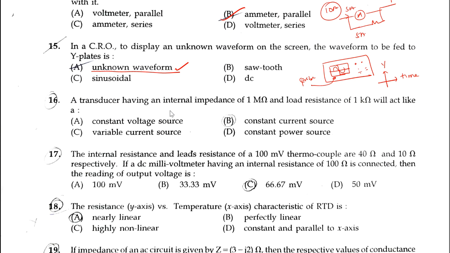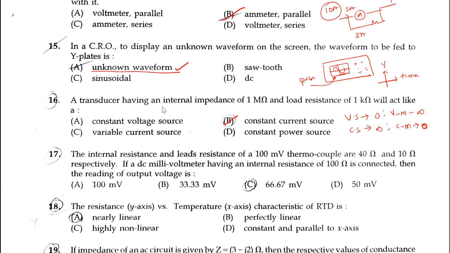Next one. A transducer having an internal impedance of 1 mega ohm and a load resistance of 1 kilo ohm will act like a. So the answer for this question will be a constant current source. Remember, friends, one important point. For a voltage source, the series impedance will be 0. For a voltmeter, the series impedance will be infinity. Similarly, for a current source, the parallel impedance or parallel resistance will be infinity. For a current meter or ammeter, the parallel impedance will be 0, right? So these are the concepts here.